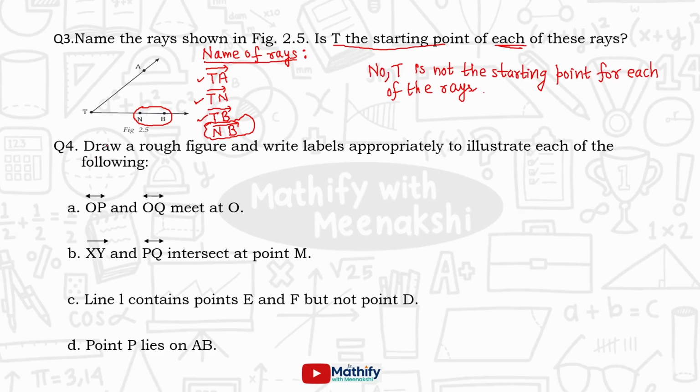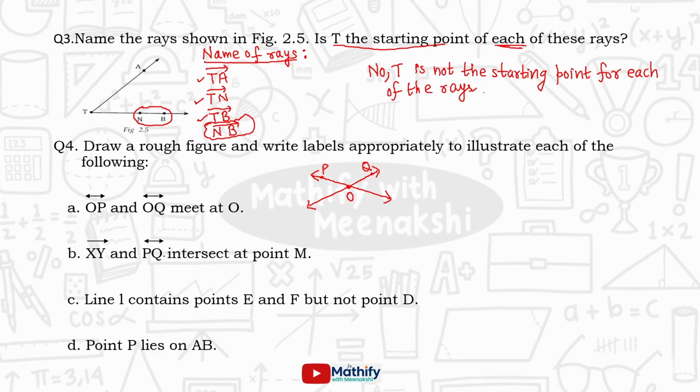Okay, let's move to question number 4. Draw a rough figure and write labels appropriately to illustrate each of the following. First, they are saying that you have to draw two lines OP and OQ such that they meet at O. So I will draw that OP and OQ such that they meet at O. But here they said OP and OQ, so you have to be very careful. That means O is the intersection point and just write P here and Q here. Yes, so the names of the rays you can say OP and OQ. Clear to everyone? Let's move to part B.